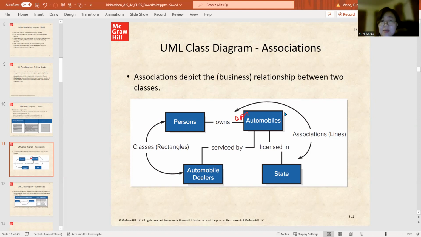Right. The capacity of it. Yes, that's true. Same thing. Because if you don't allow these multiplicities, they can only input maybe one car for each customer or owner, something like that.